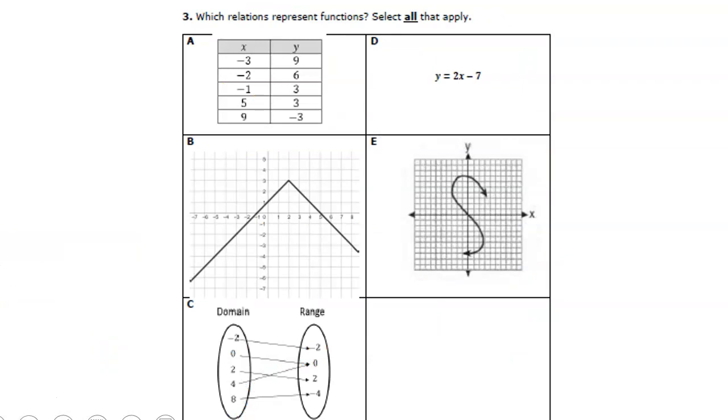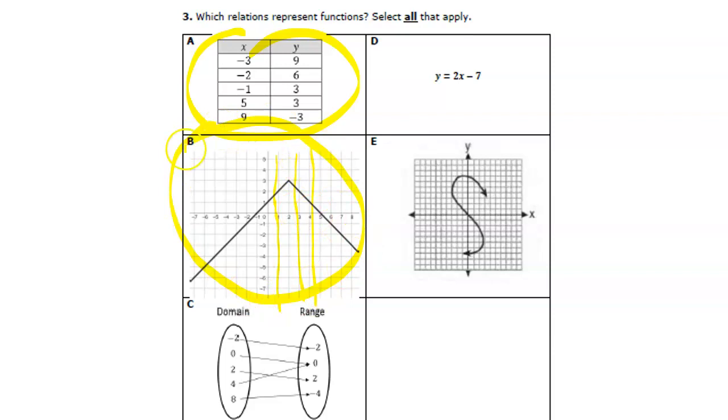All right, number 3, still with functions. Which relations represent functions? Select all that apply. So for the table, -3, -2, -1, 5, and 9, my x values do not repeat. B, it passes the vertical line test. I can draw a vertical line anywhere through this function. It's only going to touch 1 time. C, -2, 0, 2, 4, 8. None of those x values repeat. None have more than 1 line coming out of them. C is a function.